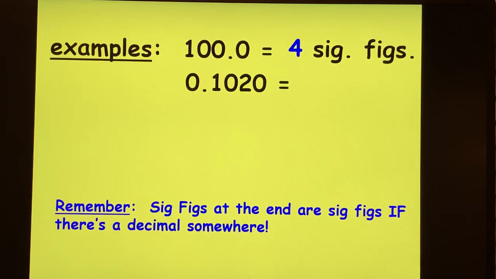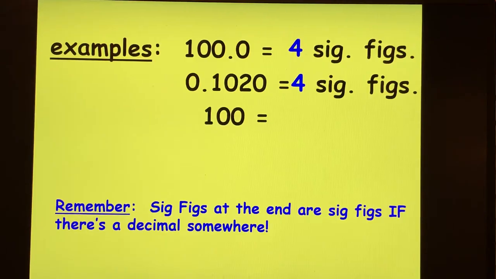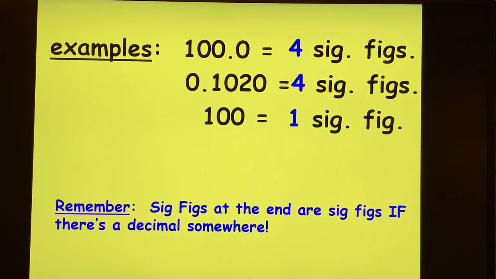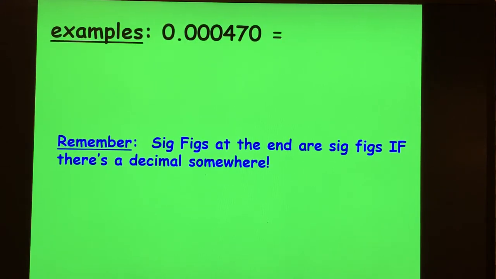0.1020. How many significant figures? This one's a little tricky, but if you apply the rules, there's 4. That front one is a leading 0, not surrounded by whole digits, so it's not going to be significant. How about this one, 100? Is there a decimal? No, so it's only one significant figure. The 2 zeros are not significant, okay? So again, zeros at the end are sig figs if there's a decimal somewhere, okay?